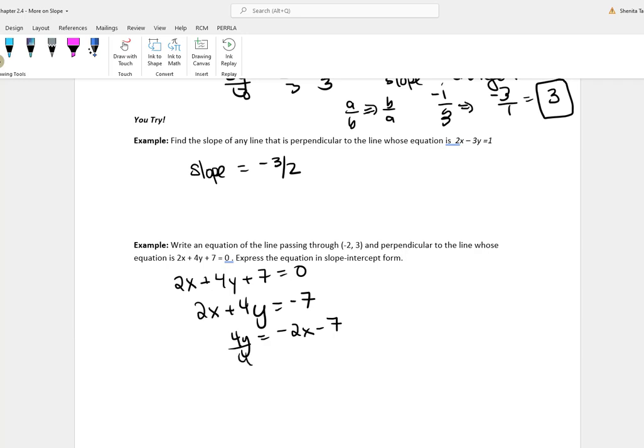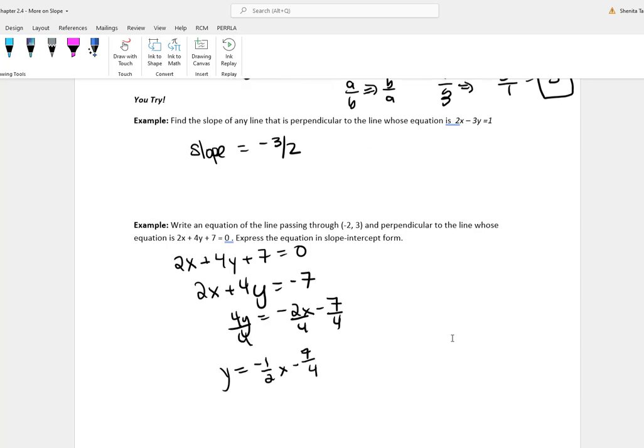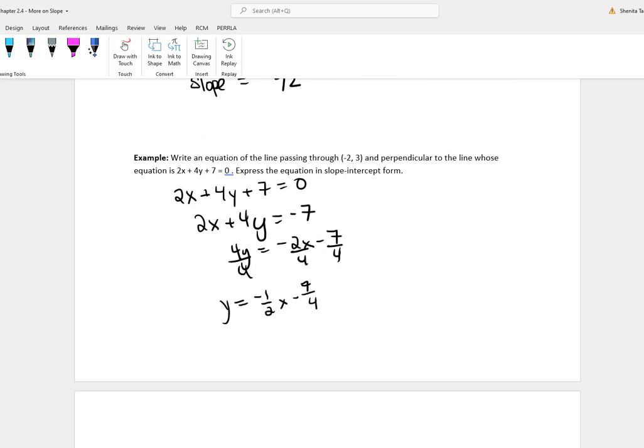And now divide everything by 4. I get y is equal to negative 1/2 x minus 7 over 4. I just reduced that negative 2 over 4. So the slope of this line is negative 1 over 2. My new slope is going to be, you're going to flip it and change the sign. So my new slope will be 2.